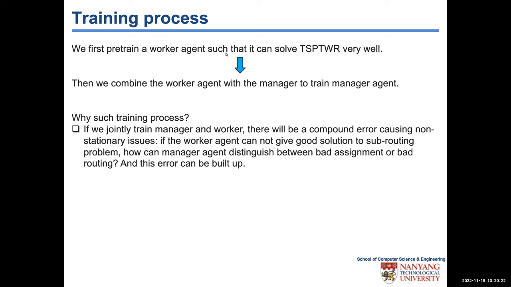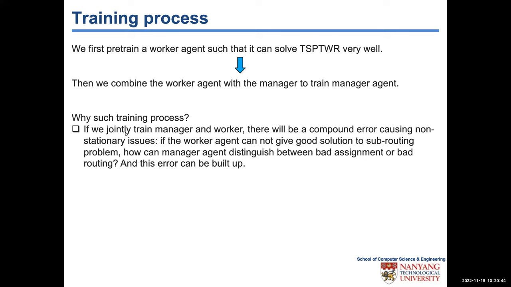In the first case, we train the worker agent such that the worker agent can solve the sub problem very well. And then, by plugging in the trained worker agent, we train the manager agent. So there actually is a reason.